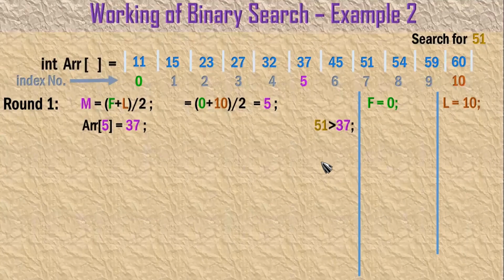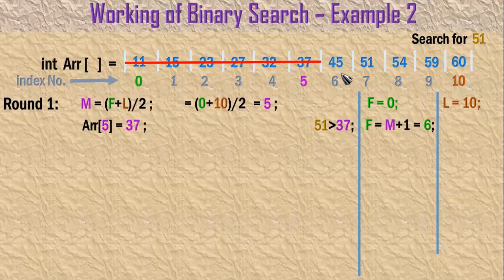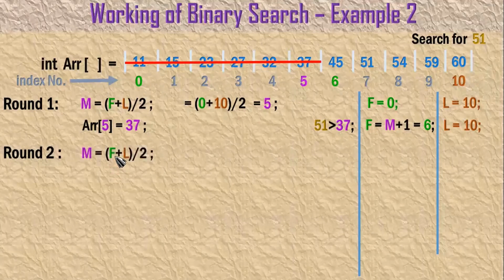So 51 is greater than 37. So no meaning in searching the first half. So automatically it will search in the second half. First index of the new segment is arrived by adding 1 with the middle element. So it becomes 6. Last index remains unchanged. So now we get 6 plus 10 divided by 2, that is 16 divided by 2, we get 8 as middle element of this segment.